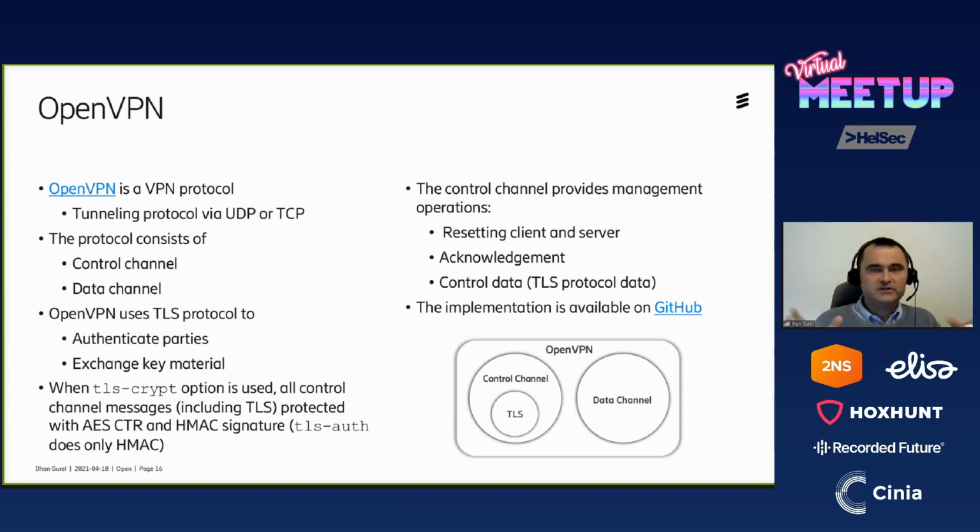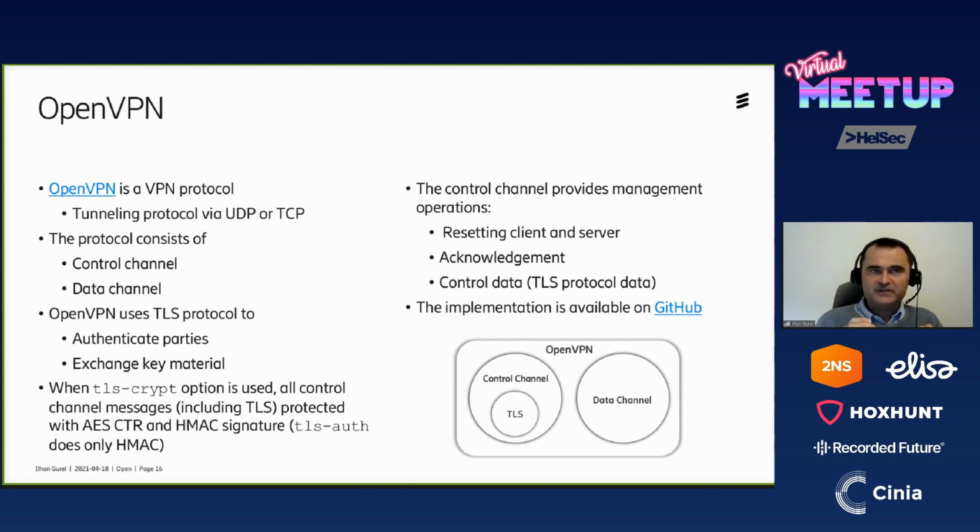When we look at the protocol itself, it consists of two parts: one is the control channel, and the other is the data channel. As a side note, OpenVPN is a user space-based VPN protocol. The control channel is the one that can initiate the OpenVPN connection. During this phase, the control channel also uses TLS. TLS is used here for authenticating the parties, client and server, and also for exchanging key material.